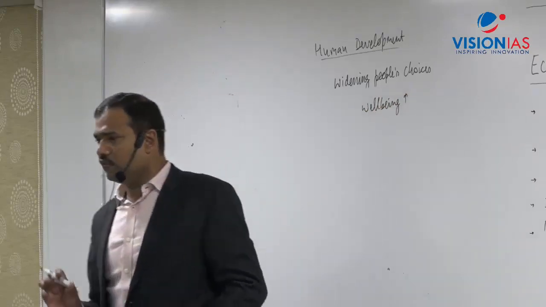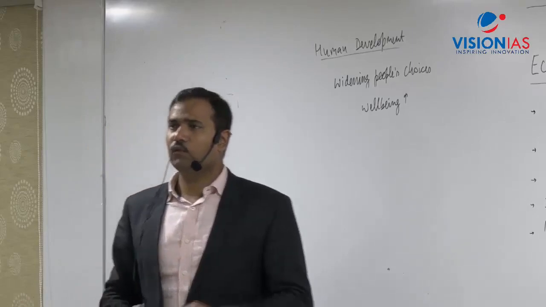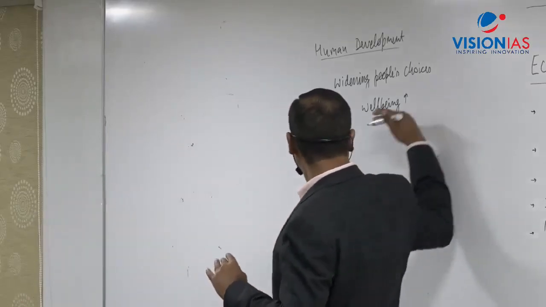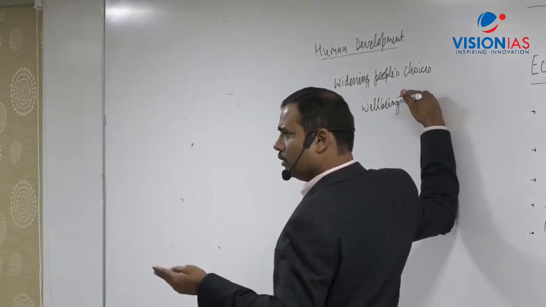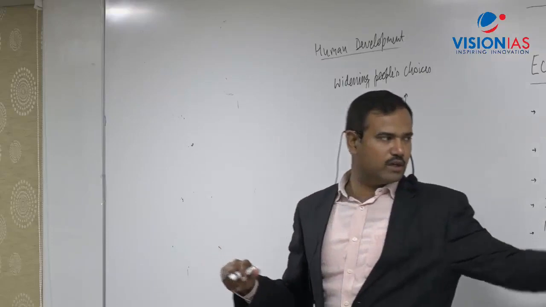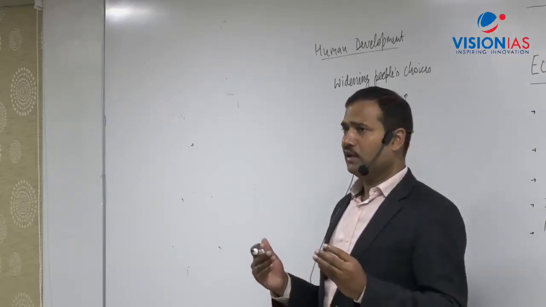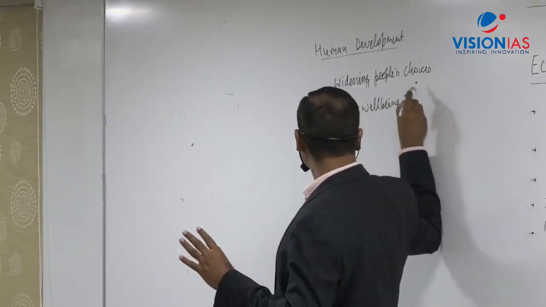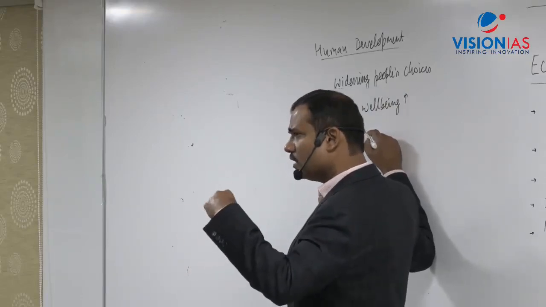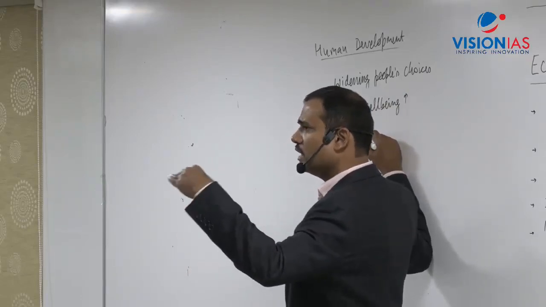As well as raising the level of well-being achieved. Whatever level of well-being achieved, we have to increase the well-being. So in very simple words, increasing the level of well-being. It was mentioned in the Human Development Report, which is published by UNDP, what is human development. So widening people's choices and enhancing well-being, simply. Enhancing the level of well-being achieved means whatever level achieved, we have to further enhance that.